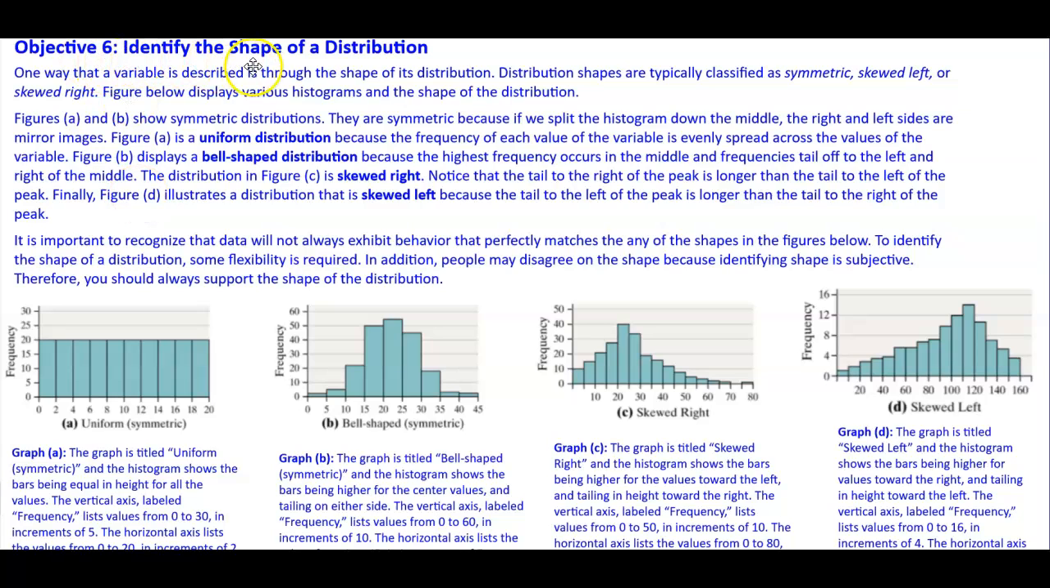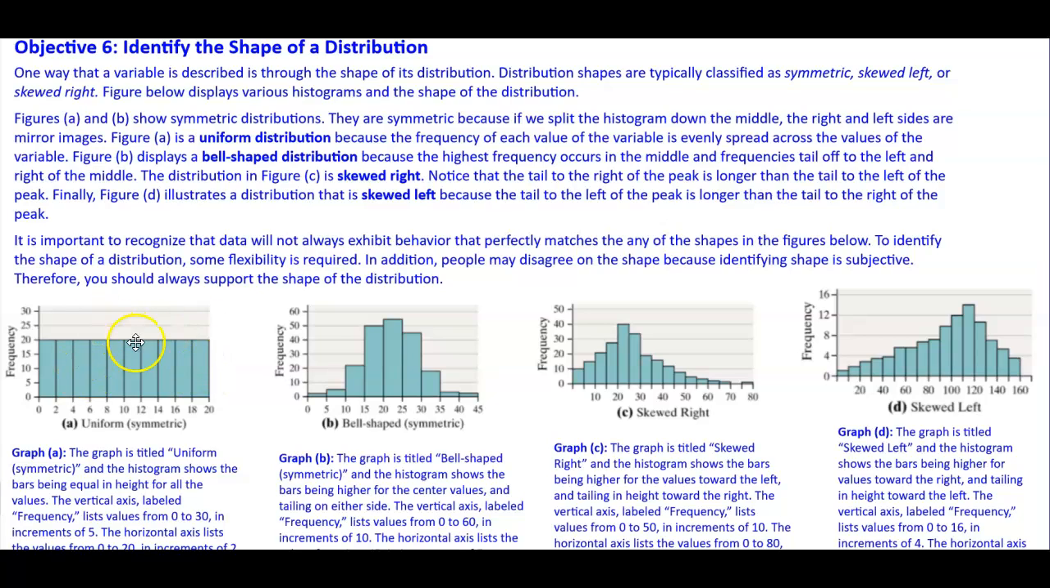Objective 6. Identify the shape of a distribution. One way that a variable is described is through the shape of its distribution. Distribution shapes are typically classified as symmetric, skewed left, or skewed right. The figures below display various histograms in the shape of the distribution.